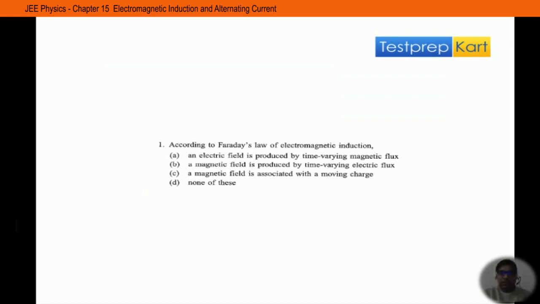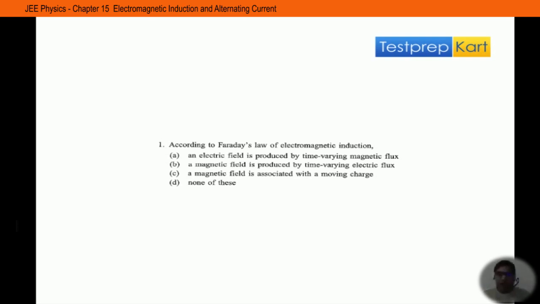First question is, according to Faraday's law of induction: first, an electric field is produced by a time-varying magnetic field. Second, a magnetic field is produced by a time-varying electric flux. Third, a magnetic field is associated with a moving charge, and none of these.